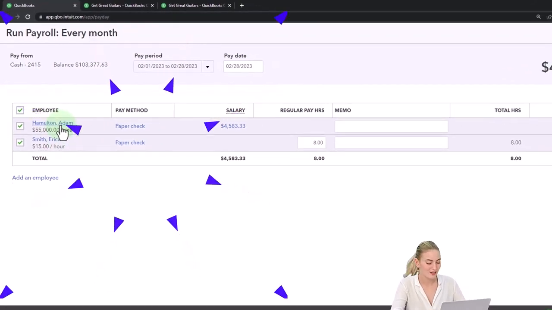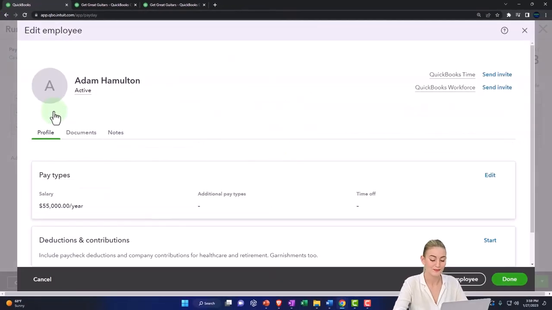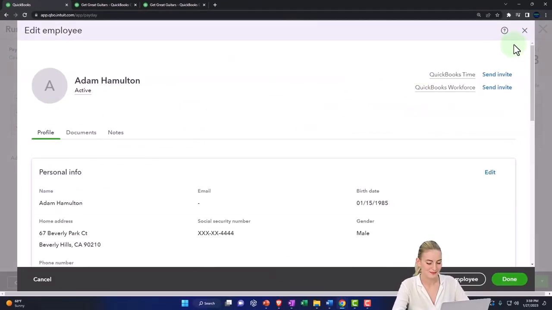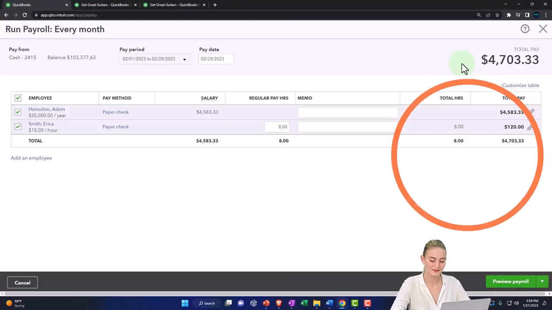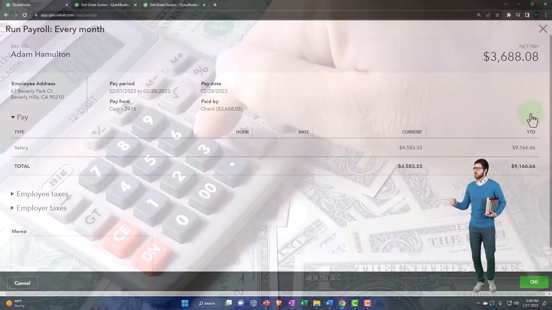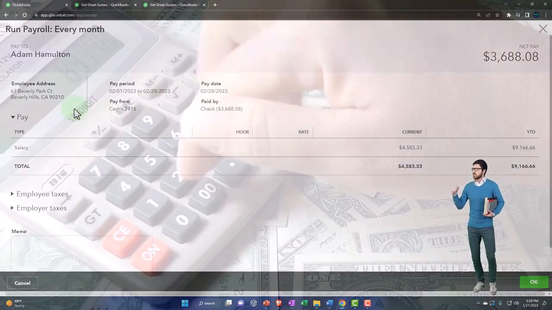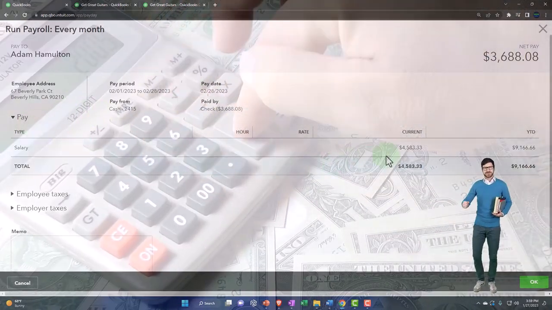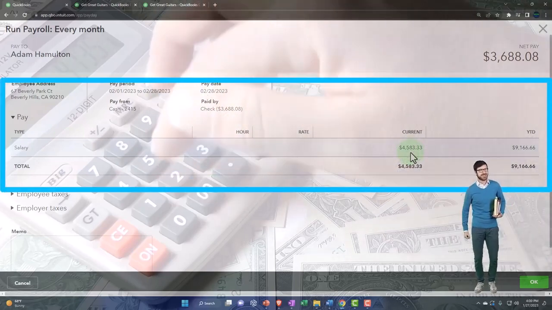And so I'm gonna go into Hamilton, and actually that's going into his information. I'm gonna close that. I'm gonna go into the pencil on the right-hand side so I can see the calculation this way. So we've got the summary of the information. We've got the pay. He's a salaried employee, so this is the salaried amount.